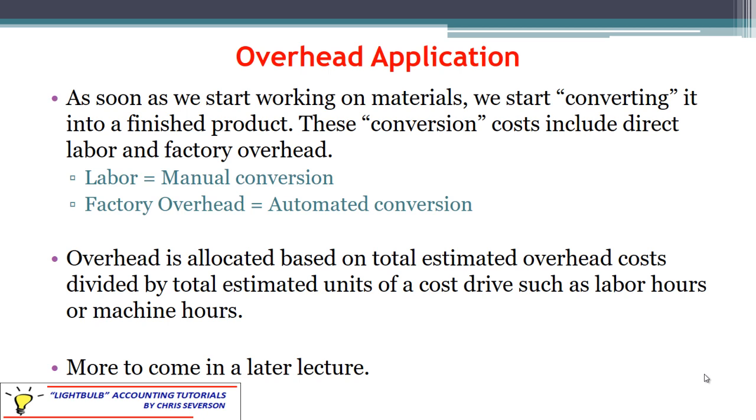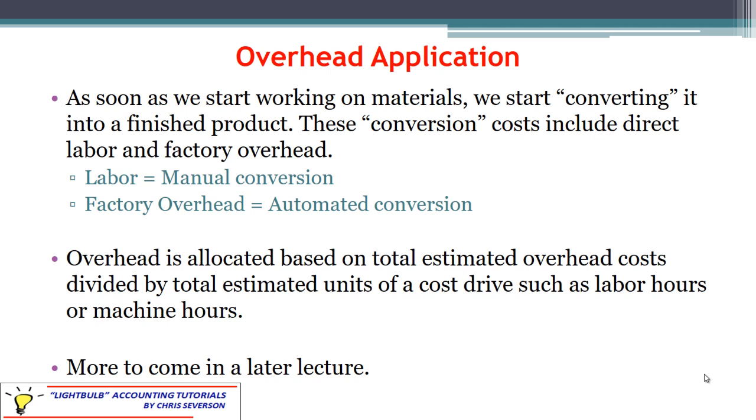So labor, this is where you have the direct labor, you have people working on the product, putting it together. This is considered manual conversion. Somebody is manually doing something. Factory overhead, where you have the machines doing something, is like an automated conversion. But they're both conversion costs, so it's important to understand that.